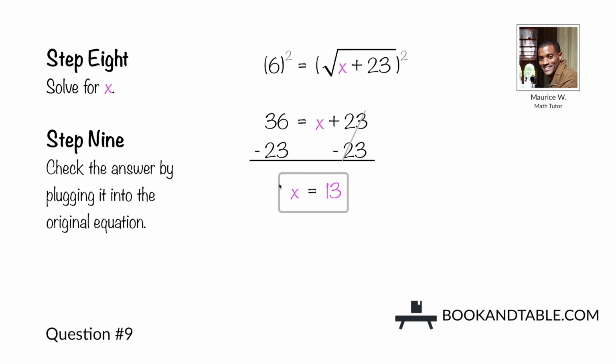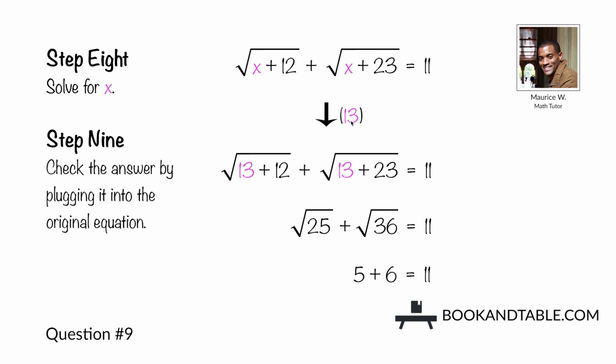Step 9, check the answer by plugging it into the original equation. Plug 13 in both places where you see x, giving us the square root of 13 plus 12, which is 25, and the square root of 13 plus 23, which is 36. The square root of 25 is 5, and the square root of 36 is 6. So 5 plus 6 is equal to 11, proving that x does in fact equal 13.